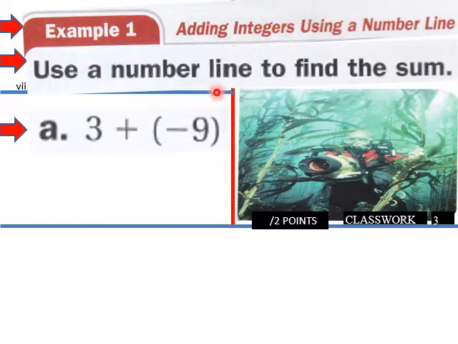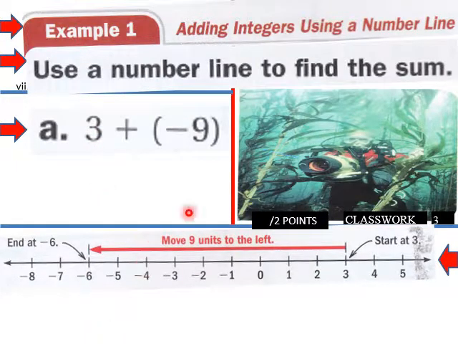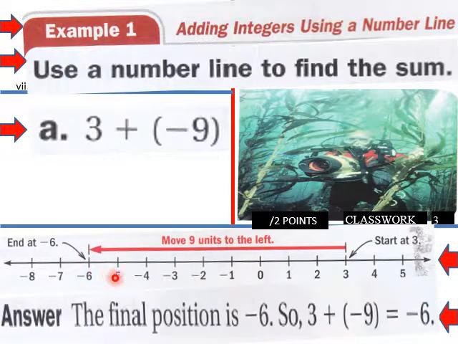Example 1, use the number line to find the sum. So here is a sum here. So how will we find this on a number line? Well, we start at 3, and then we're going to add negative 9, right? But we move to the left 9 units, because negative means that you're going to the left. So when you move to the left, 3 plus negative 9 would be negative 6. And this would be the real visual way of visualizing this addition here, because you're moving to the left 9 units because of the negative.